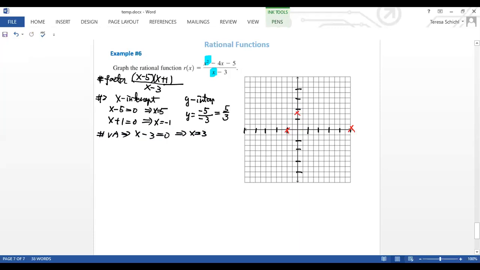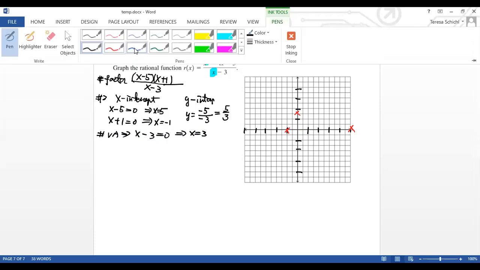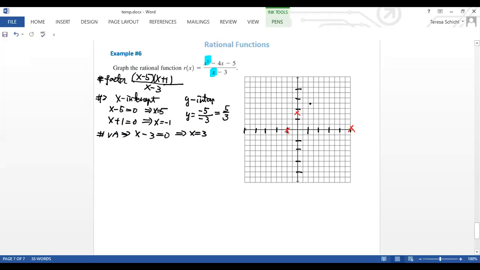Okay, so these are my vertical asymptotes here. X equals 3. And then you don't have a horizontal asymptote, because the horizontal asymptote is found when x approaches infinity, and here y goes to infinity, so I have no horizontal asymptote.